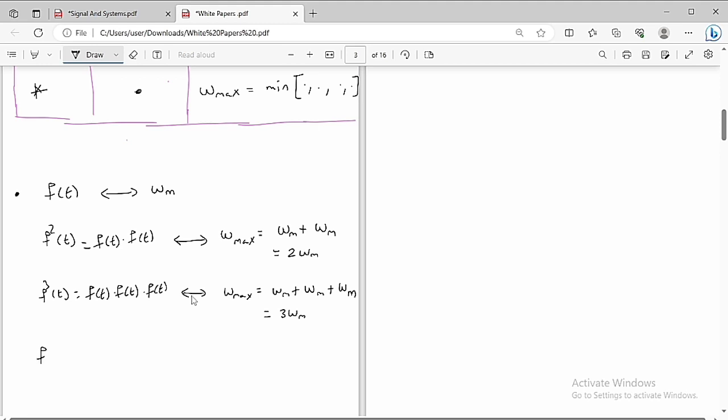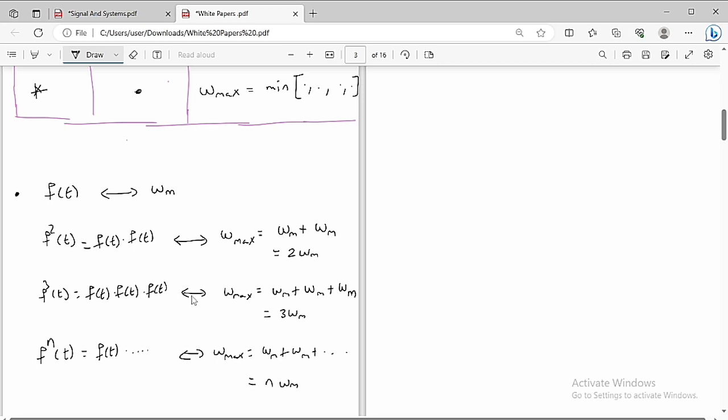Similarly, suppose f to the power n of t. Hence, you have to multiply f of t n times. What is the message signal? The maximum frequency present in this overall signal is obtained by just adding all the frequencies, omega m plus omega m, n times. So if you add n times, it becomes n into omega m.